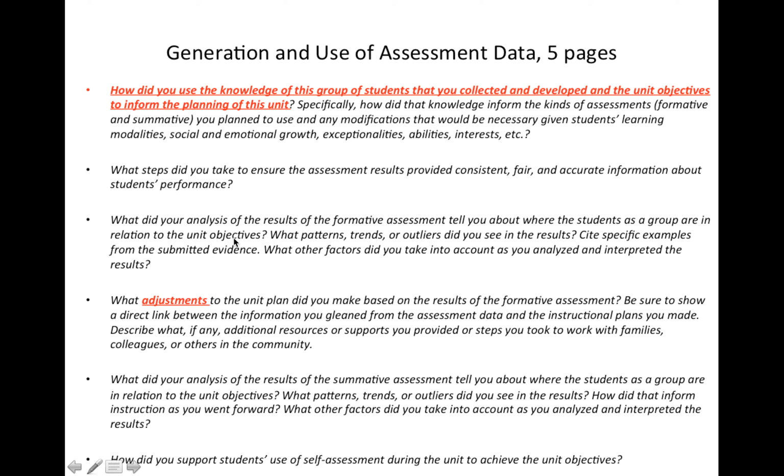Then, what did your analysis of the results of the formative assessment tell you about where the students are as a group in relation to the unit objectives? What patterns, trends, or outliers did you see? Cite specific examples from the submitted evidence, okay? What other factors did you take into account? And then what adjustments? See this? Adjustments are not optional. They are required.